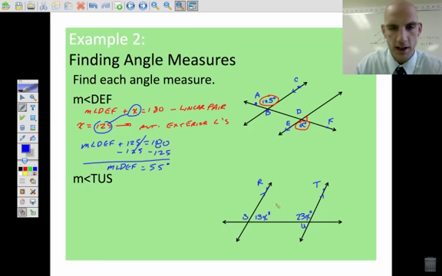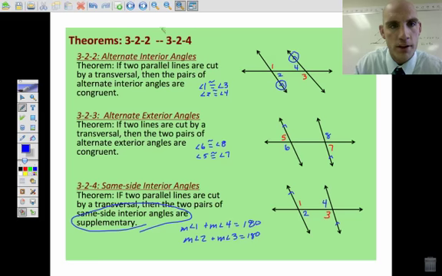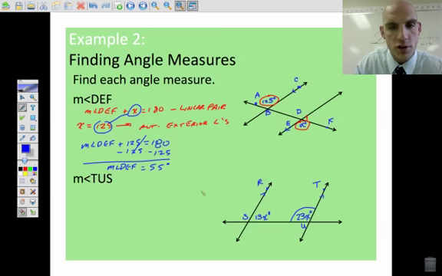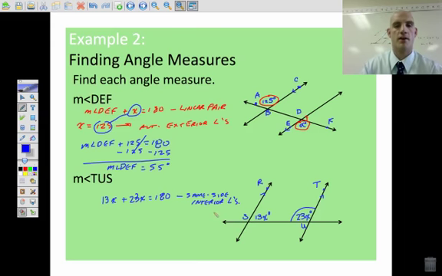I'm using these relationships. Now, TUS, TUS. So I've got this angle here that I want. Okay? I've got parallel lines. Ask yourself, the information that's given, how are they related? I have 2 of the same side interior angles. Remember, same side interior angles are supplementary. So what that means is I'm going to have 13x plus 23x is equal to 180. Same side interior angles, okay?